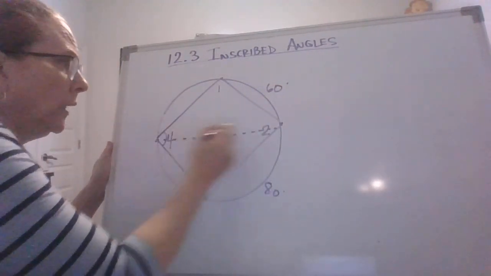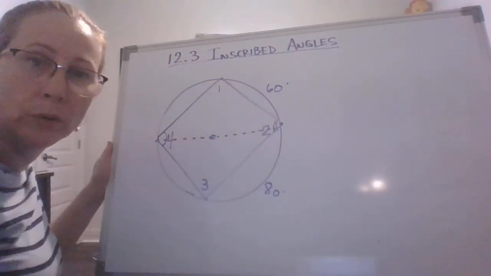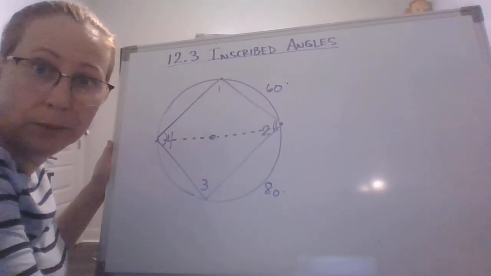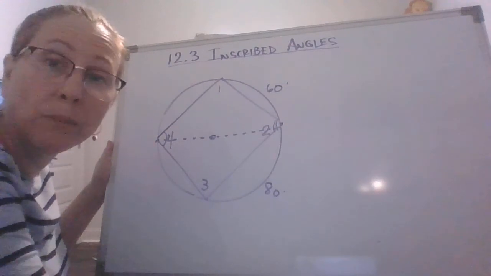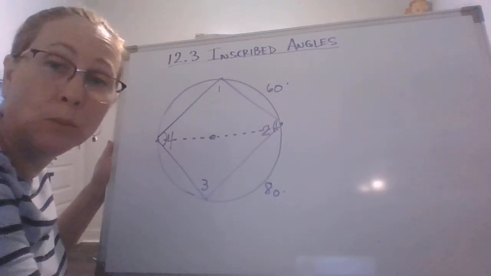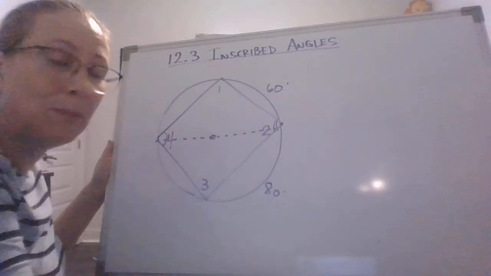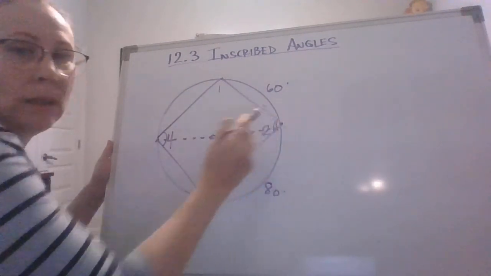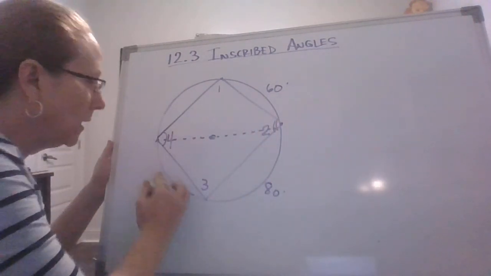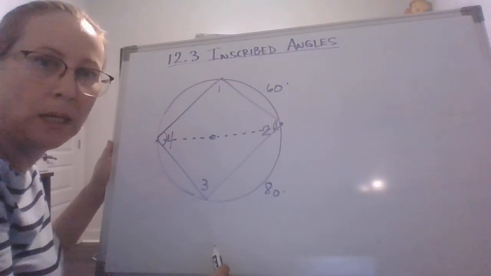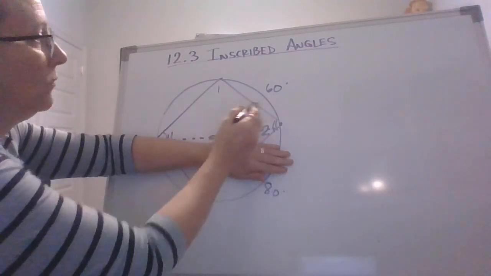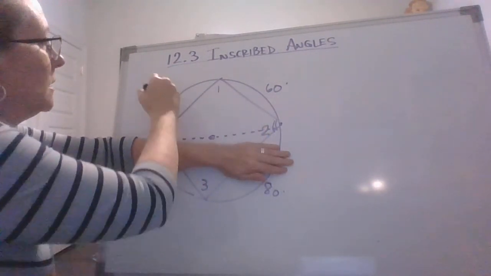Angle 2 is the whole angle here. They just have a dotted line going through them. And the dotted line is representing a diameter, which is really important. Because if we have a diameter, that means this half of the circle is 180 degrees. This half of the circle is 180. So that means at the top, if this is 60, this has to be 120.